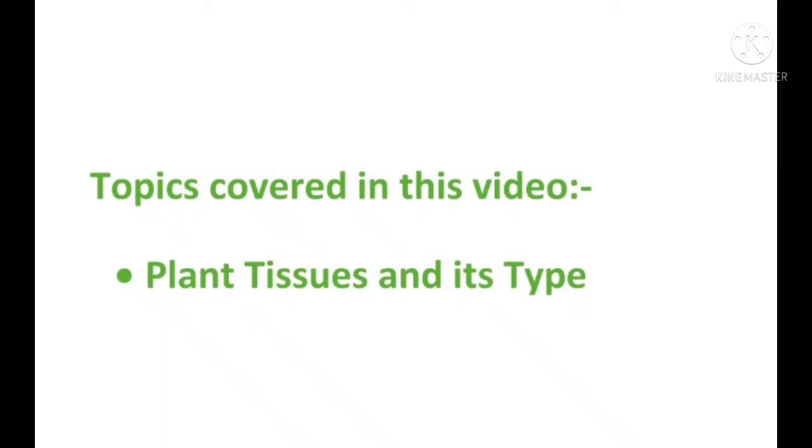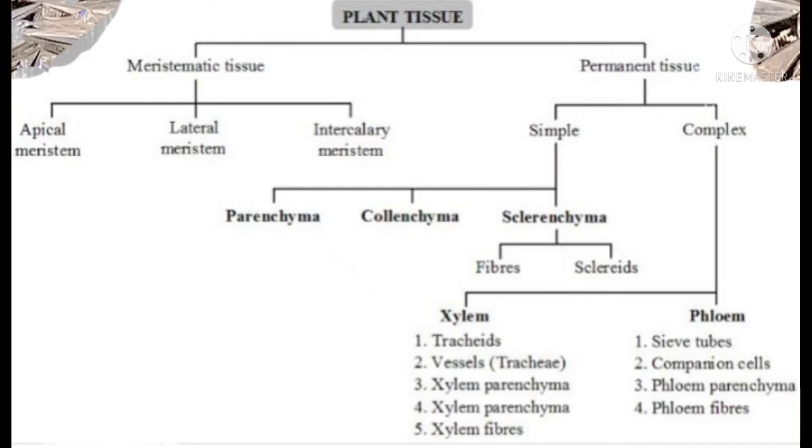So now in this video, my dear students, we are going to see plant tissues and their types. Okay, so let us begin with that. My dear students, plant tissue is divided into two types. The first one is the meristematic tissue. The other one is the permanent tissue.